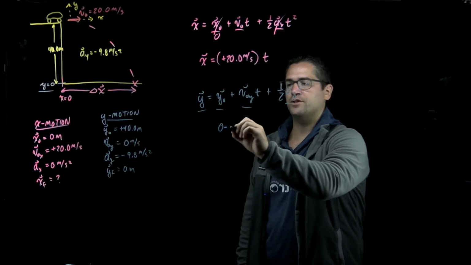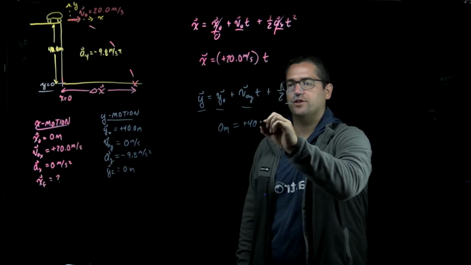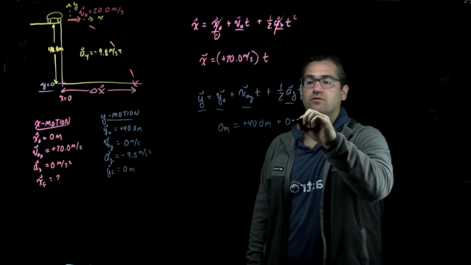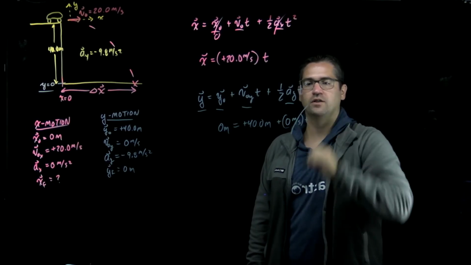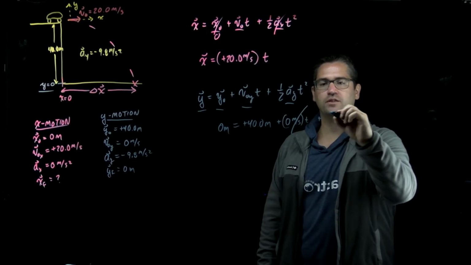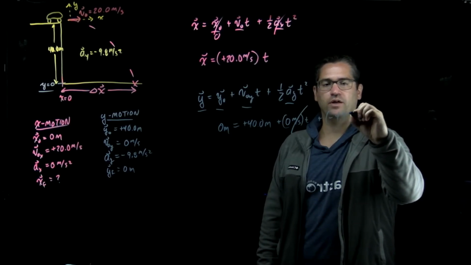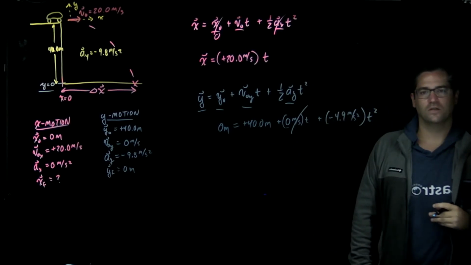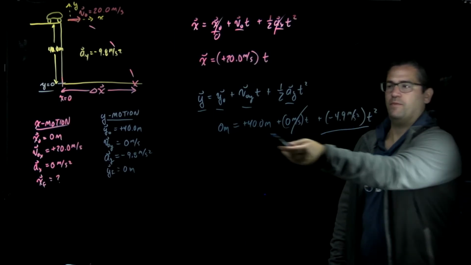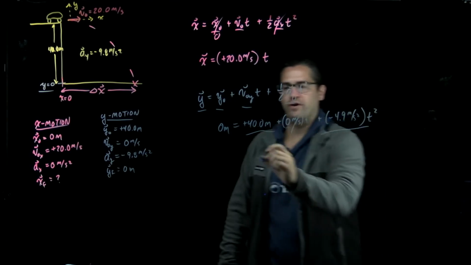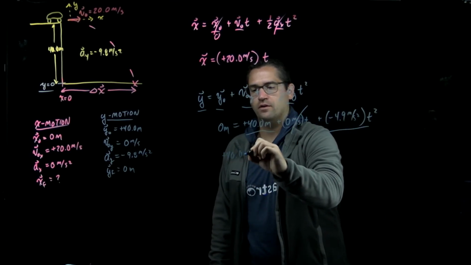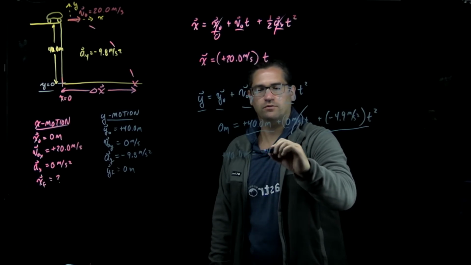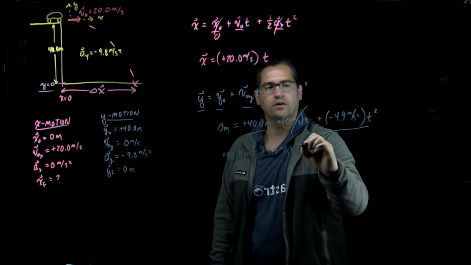So what's our final position? 0 meters. Our initial position, plus 40 meters. What's our initial y velocity? 0. All right, so this term is actually going to drop out. And then plus 1/2 times minus 9.8 meters per second squared is minus 4.9. And so I've got this term and this term, and so I'm going to rearrange. So I've got plus 40 meters equals plus 4.9 meters per second squared, t squared.